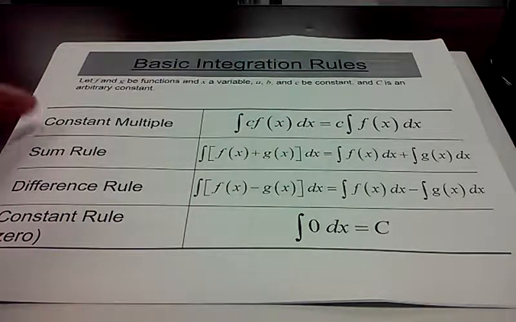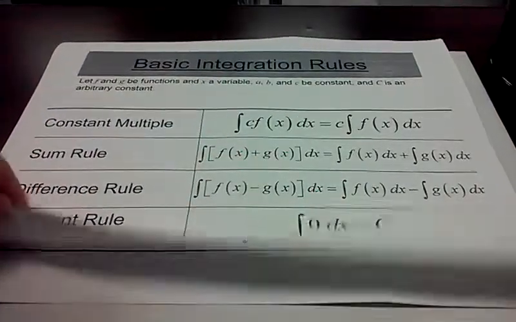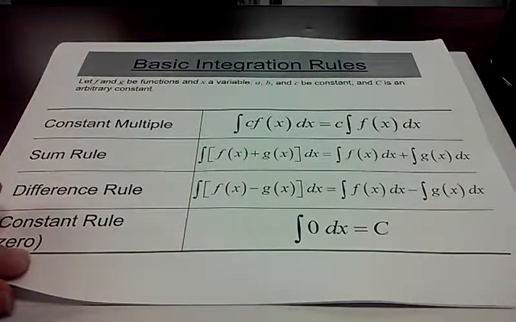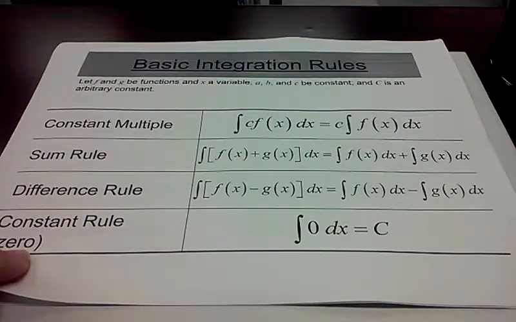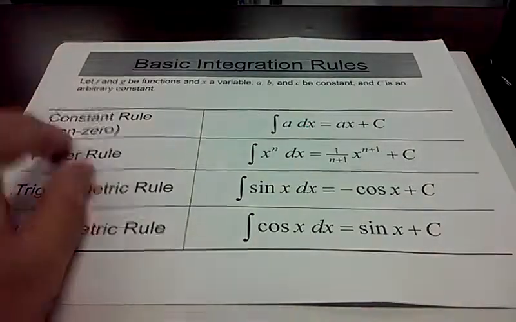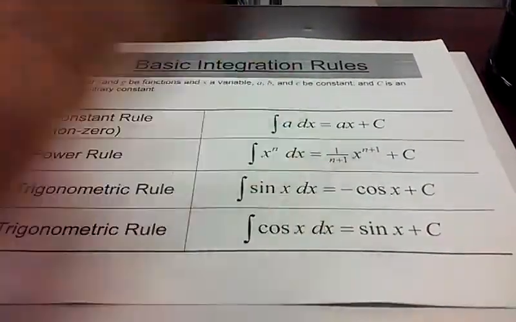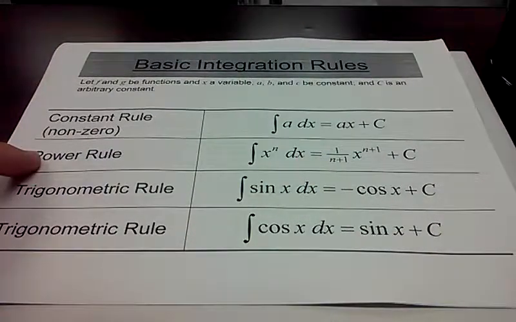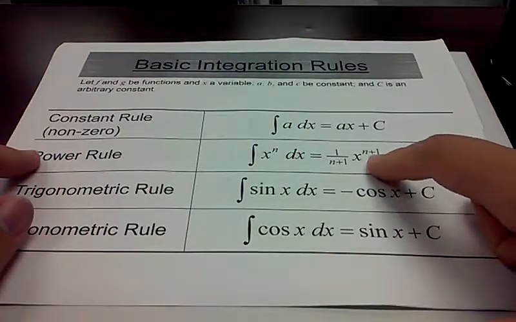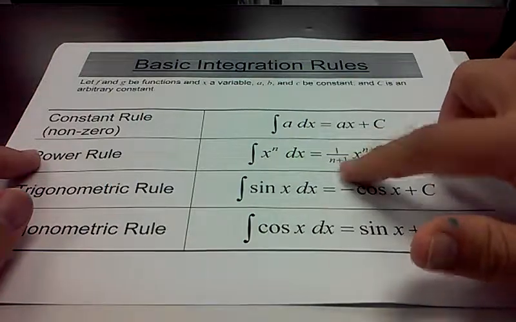First thing is whenever you have a constant, you can pull it out. With sums and differences, you can split them apart. I'm sorry, the integral of 0 is just C, not the integral of any constant. The integral rule for a constant is that if you have the integral of any constant a, that would just be ax plus C. Power rule, notice that instead of subtracting 1, you add 1, and then you basically do the reciprocal and get the coefficient that way.